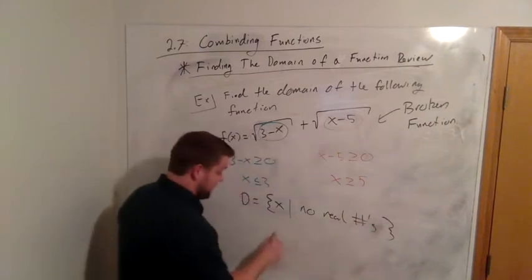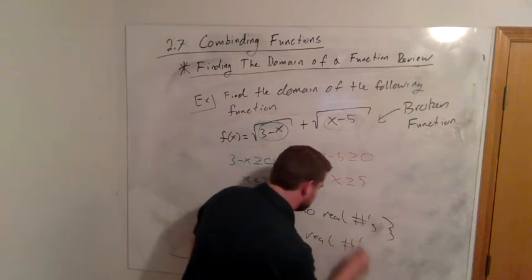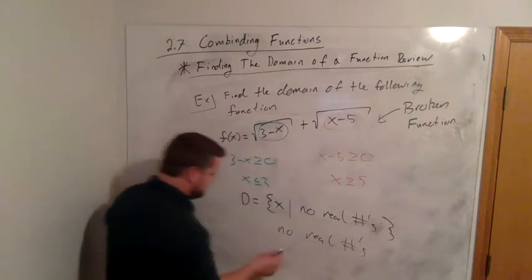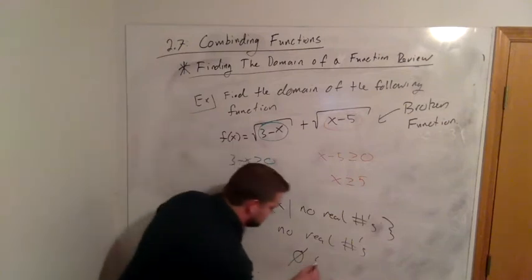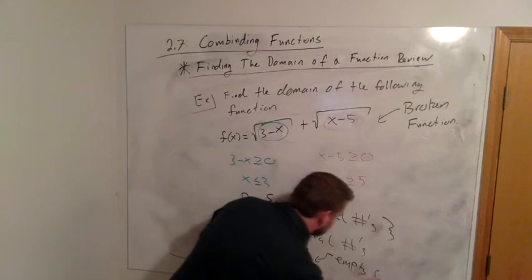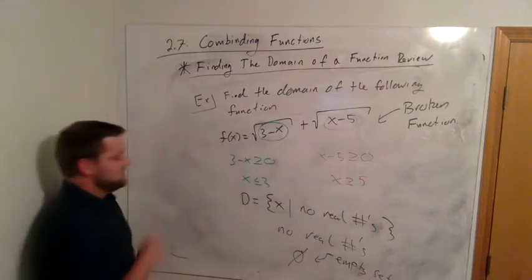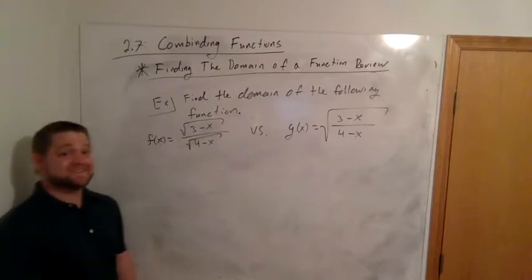You could just say no real numbers. Or another way to write this is just to put a circle and a line through it. This symbol here means empty set. So the domain of this function is the empty set. There's nothing in it. Okay, let's take a look at this next example.